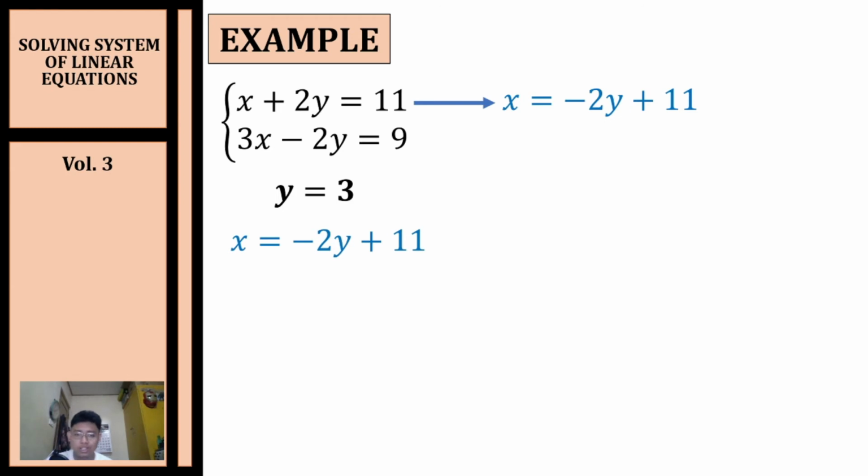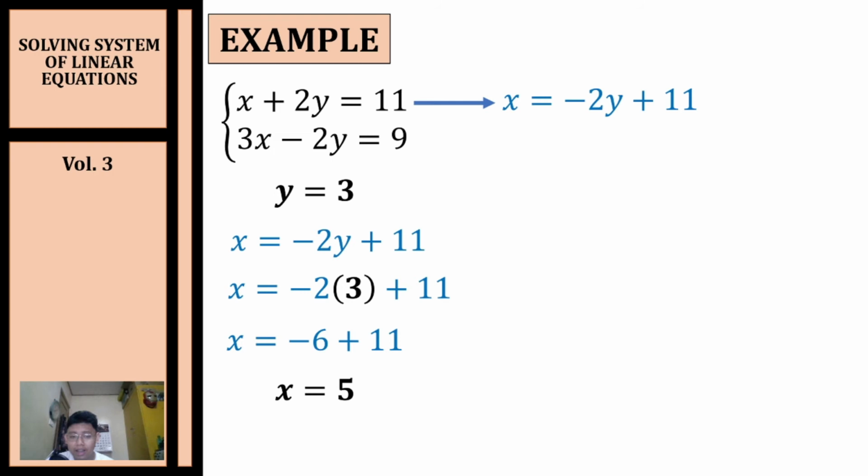Okay, so let's substitute y. We will have negative 2 times 3 plus 11. Simplifying and combining like terms, our x will be equal to 5. Now that we have our values of x and y, it is necessary for us to double check if our solution is correct. So we apply our last step, which is checking.